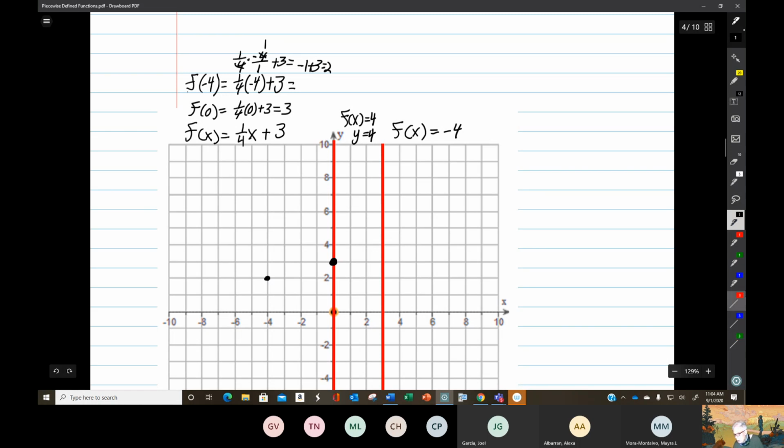And so I will draw a line, and I don't have an already made black line. I need to fix that. So I'm going to have to draw it with my particularly wavy lines right there. And that's more or less what f of x equals 1/4 x plus 3 looks like.